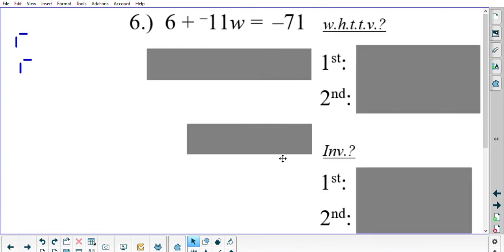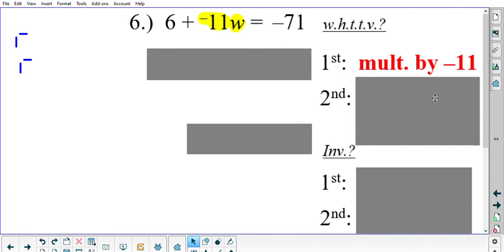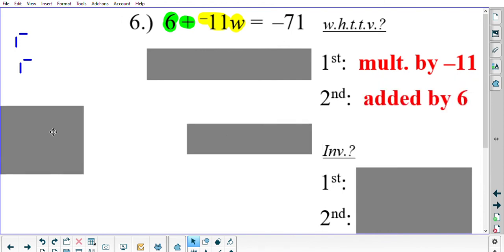All right, for those of you who did number 6, this was a little bit different. There was a problem like this on the first page. The variable's here. The first thing happening to it is being multiplied. That's what that means when it's right next to it. Multiplied by negative 11. The second thing happening to the variable, and you can read backwards with addition, that's okay. Commutative property tells you the order of addition doesn't matter. So the second thing happening to that W is it's being added by 6.